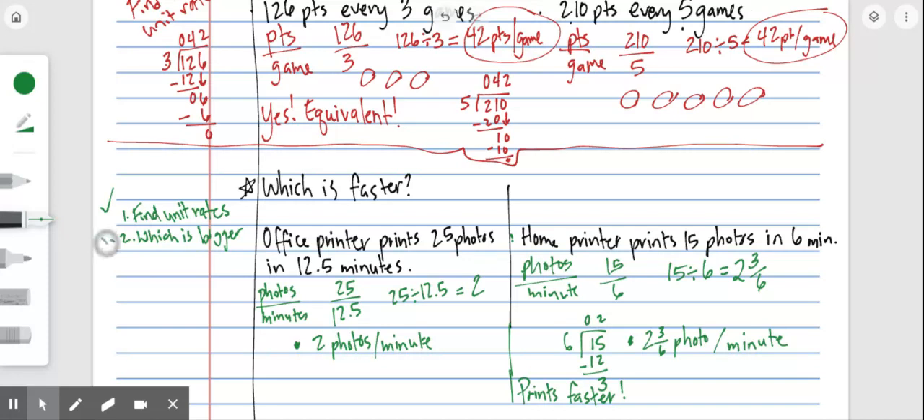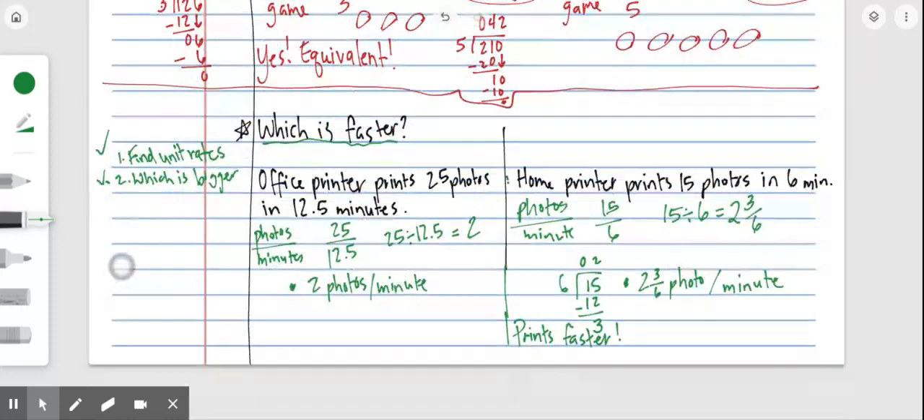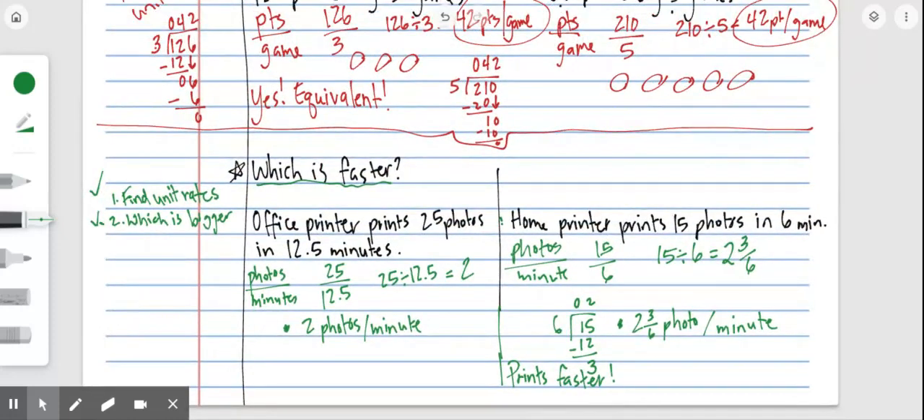So this is interpreting our unit rate to figure out which one is bigger or which one is faster. Okay. Sometimes it'll ask which one is slower or which one is smaller or which one is cheaper. You have to pay attention to what the question is asking. This one asked which one was faster. Okay, let's try another one. I think I have to start a new page. Yep, I got to start a new page.